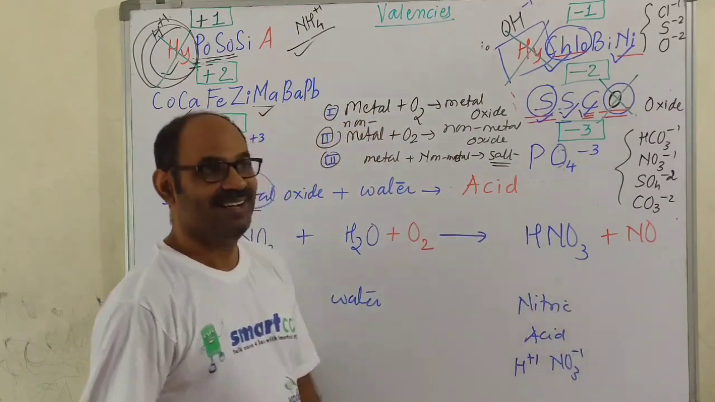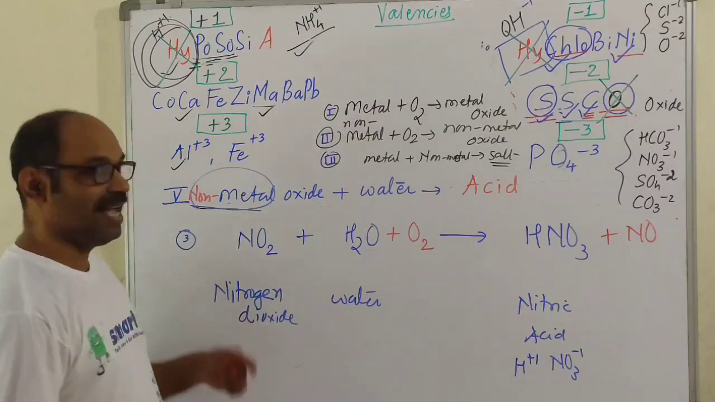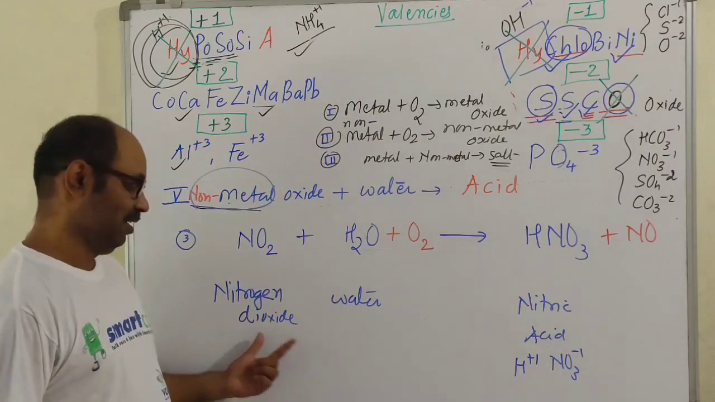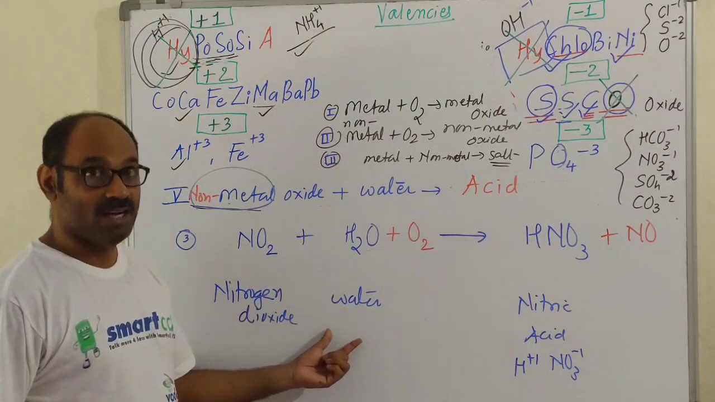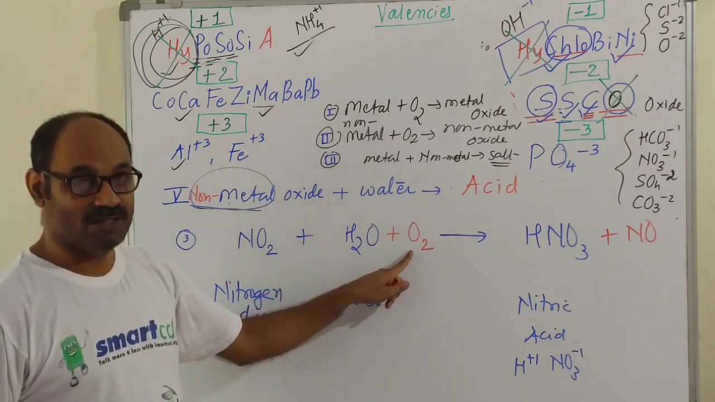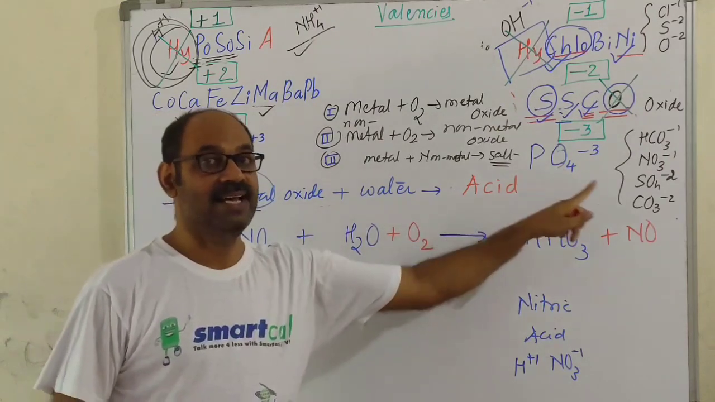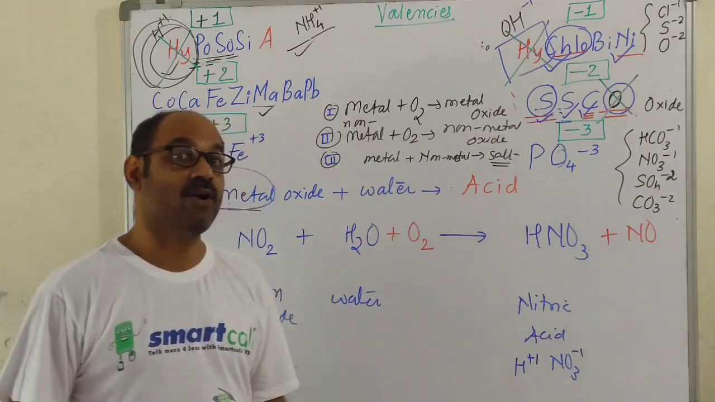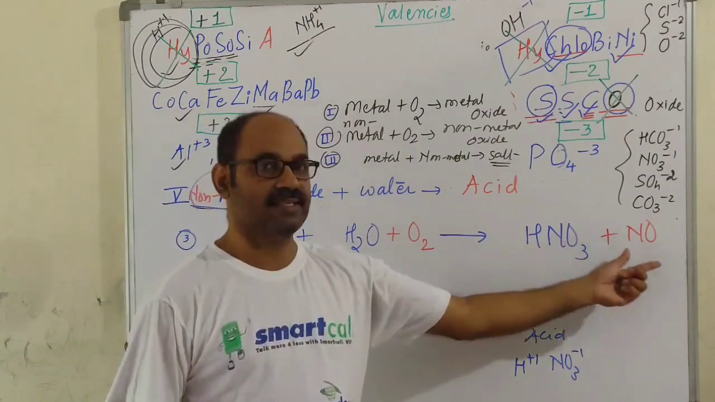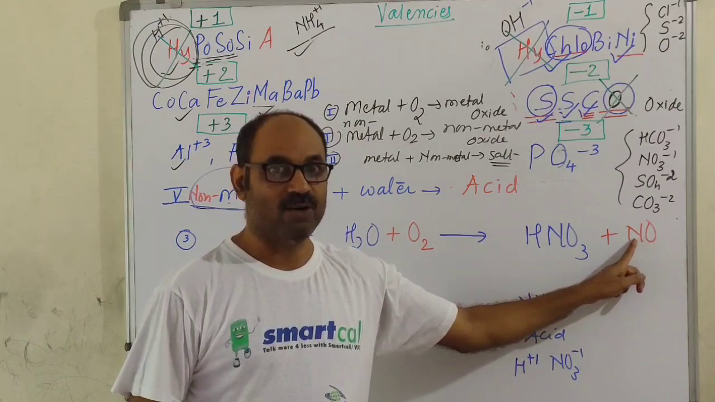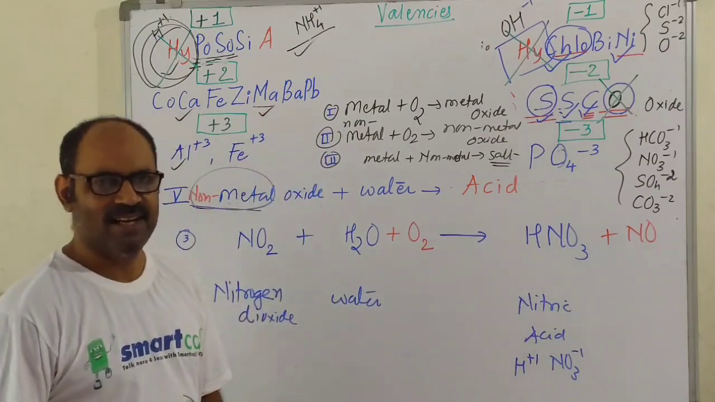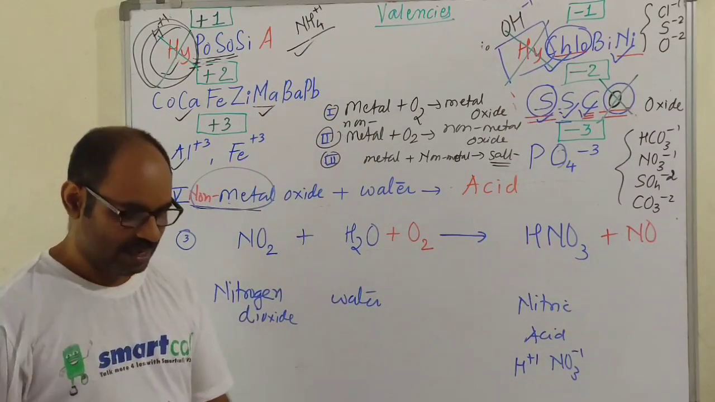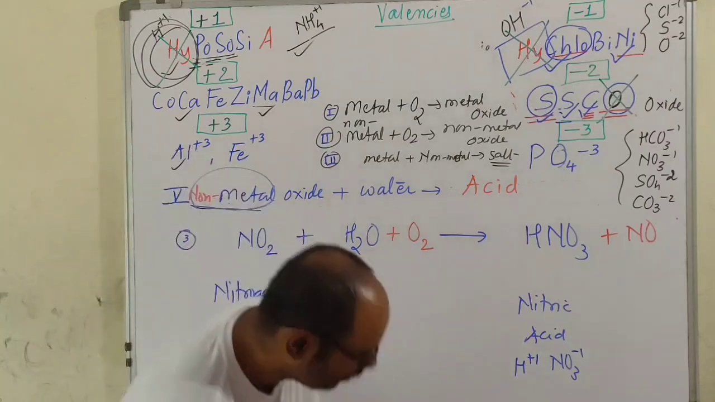So this is what we call skeletal equation for this. Nitrogen dioxide dissolves in water in presence of oxygen to produce nitric acid and nitric oxide. ये nitric acid and this is nitric oxide, also called nitrogen monoxide. Is that clear? We'll see its balancing later. I hope you understood. Fine.